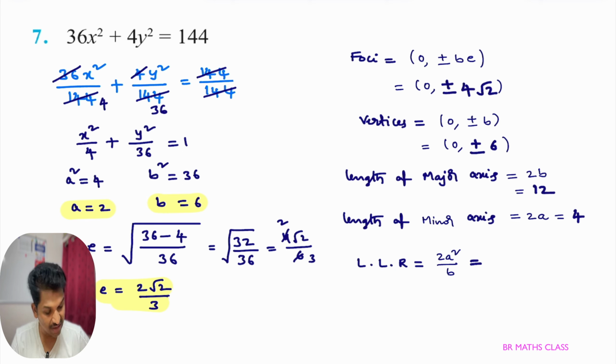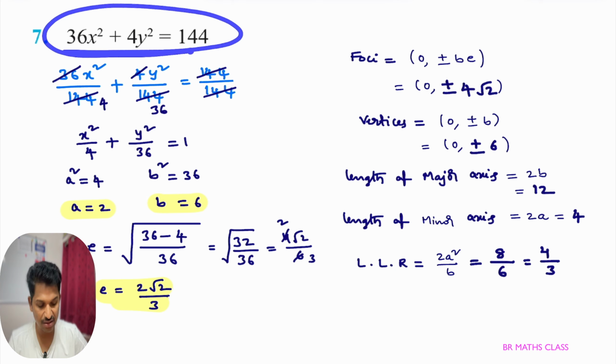Now the length of latus rectum. The length of latus rectum formula in the second type of ellipse is 2a square divided by b. 2 into a square, a square is 4, 2 into 4 is 8. 8 divided by b, b is 6. If I simplify this, it is 4 divided by 3. So for the seventh question, this is the solution.